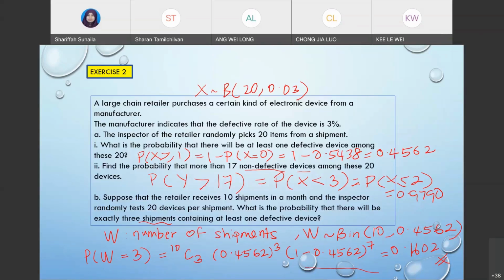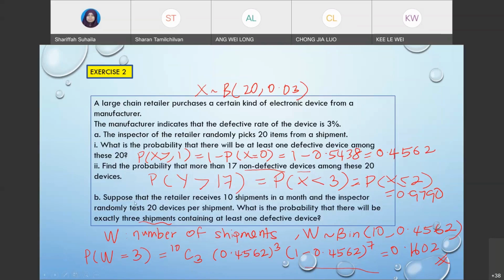So that is how part A and part B relate, as I mentioned yesterday. We use the probability that we already solved in part A to solve part B. If you read the question, part A is concerned with the defective item. The probability given is that the defective rate of the device is 3%. We choose 20 items. What is the probability that there will be at least one defective device among these 20? Again, you get 0.4562.